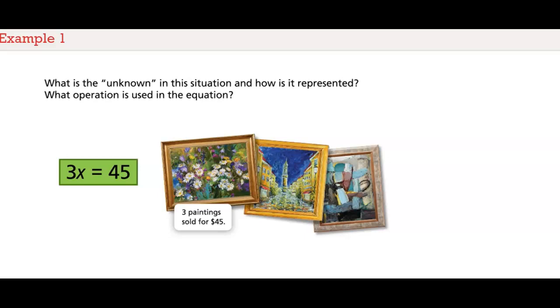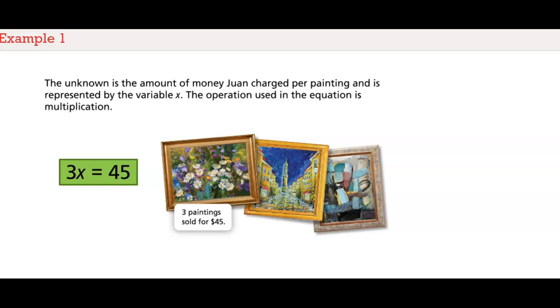What is the unknown in this situation, and how is it represented? What operation is used in the equation? The unknown is the amount of money Juan charged per painting and is represented by the variable x. The operation used in the equation is multiplication.